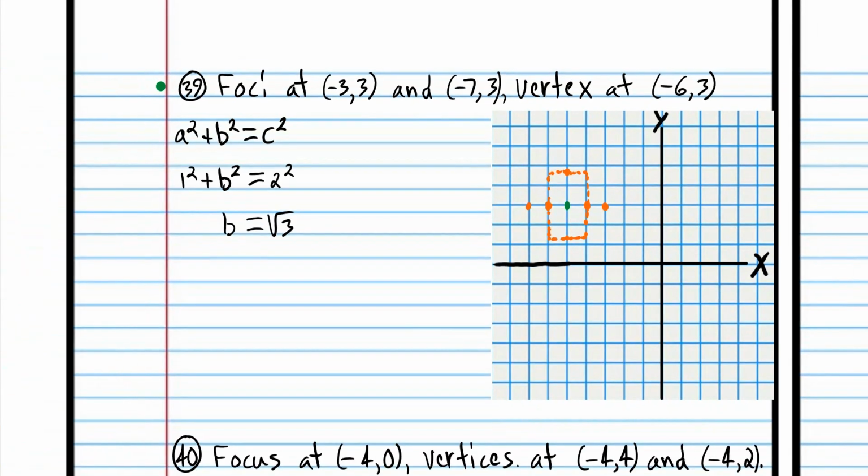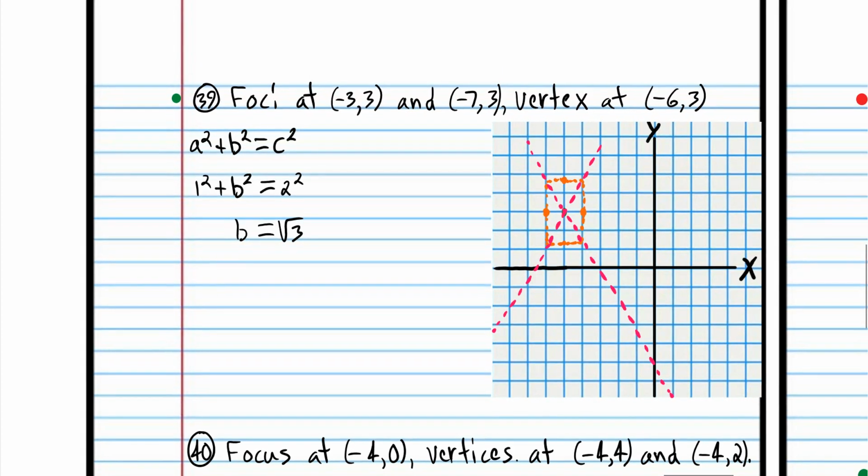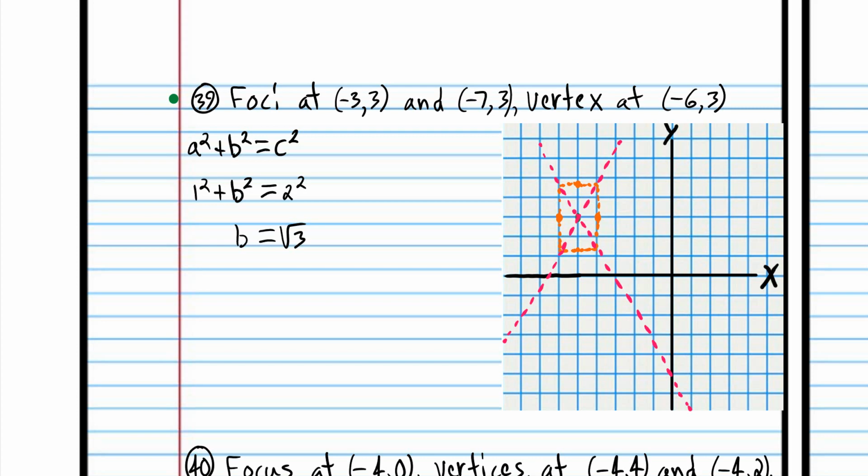And we can erase the foci. We don't really need those. It's not part of the graph. And then we'll draw our asymptotes. And the vertices are here, so we know that this is going to be a hyperbola opening to the left and to the right. Looks roughly like that.